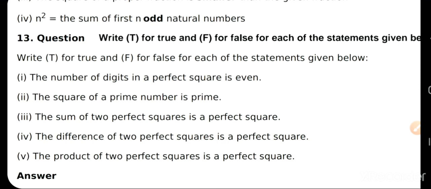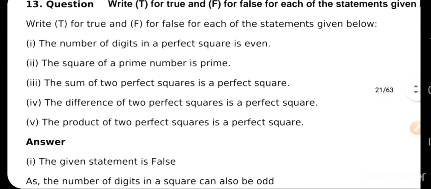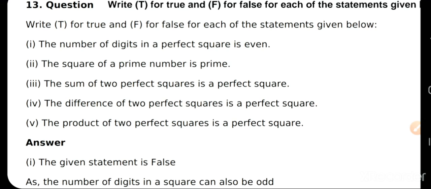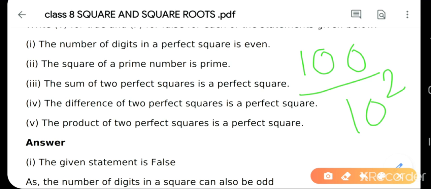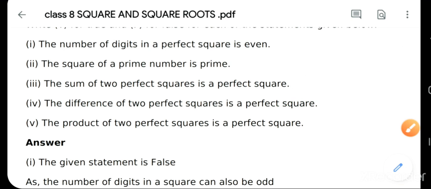Question 13. Write T for true and F for false for each of the statements given below. Let's come to the first question. The number of digits in a perfect square is even. No. How can it be? Let's take the example of 100, which is a perfect square. 100 is the square of 10. But the number of digits in this is not even, it is odd, which is 3. So this first statement is false.